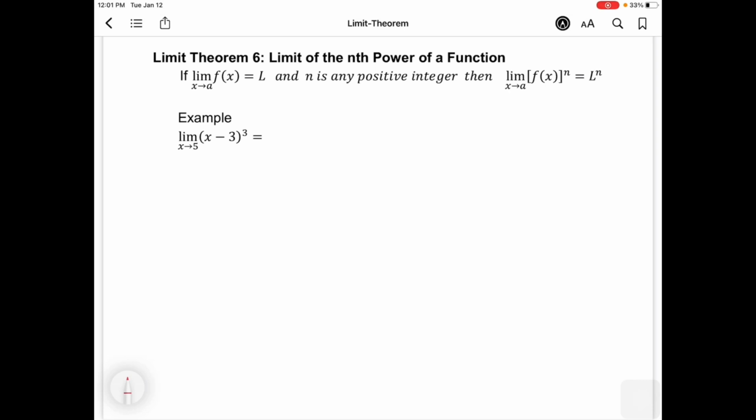Example, we have here the limit of (x minus 3) cubed as x approaches 5. In this case, just substitute. We have 5 minus 3, then cube. This will be equal to 5 minus 3 is 2, to the 3rd. So this will be equal to 8.